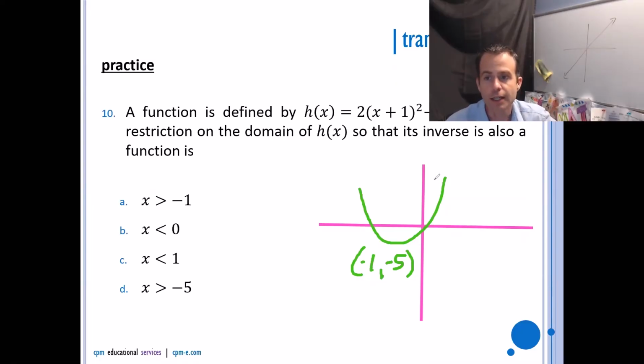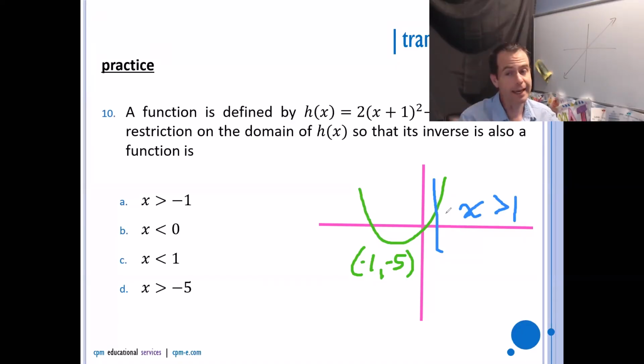I could cut right here. Let's say that was +1. I could say x is greater than 1, okay? That would be totally okay because x is greater than 1 just gives me this section up here. And if I took the inverse of that, that would be a function. That would be totally fine.